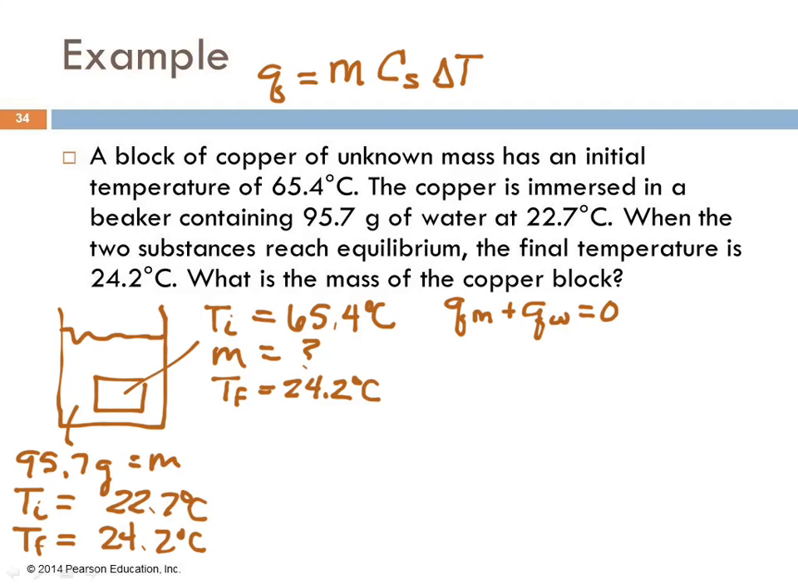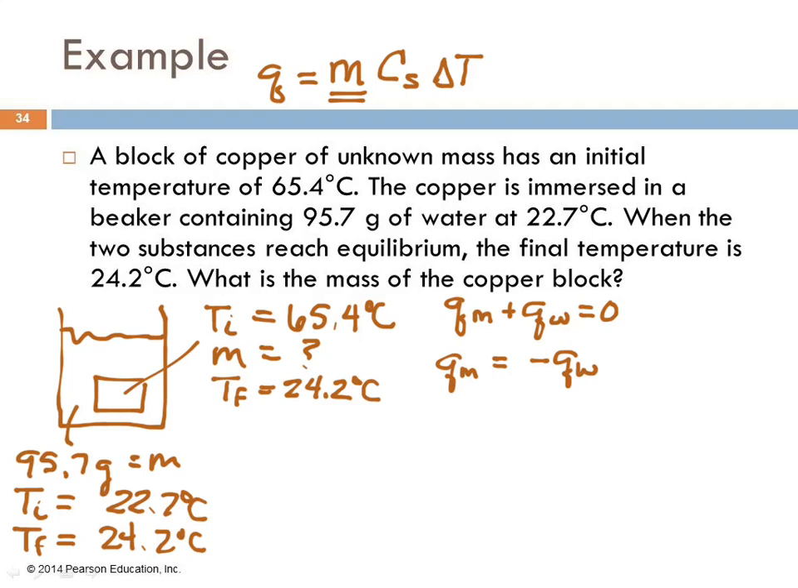Well, what are we trying to find out? We're trying to find out the mass of the copper. So we're looking for this for the copper. So here is Q for the metal. That has the mass in it. So let's leave this on the left side and move QW to the right side. So QM equals negative QW.